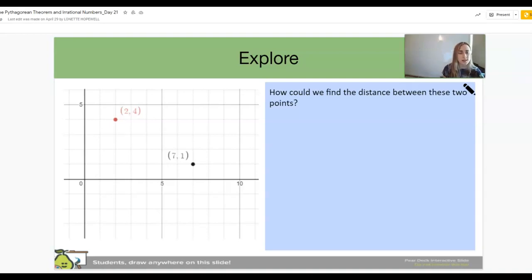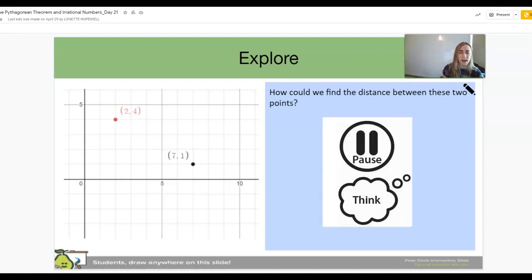And the best way to think about recording steps to something or an explanation behind something is to say to yourself, what would I write to someone who has no idea what's going on? And that way you know you'll be including enough detail. So pause and explain how we could find the distance between these 2 points.